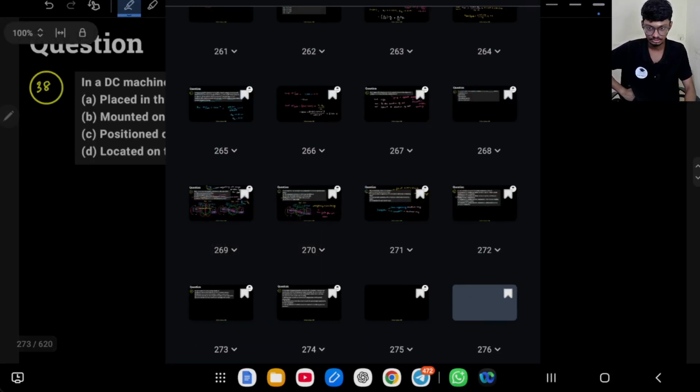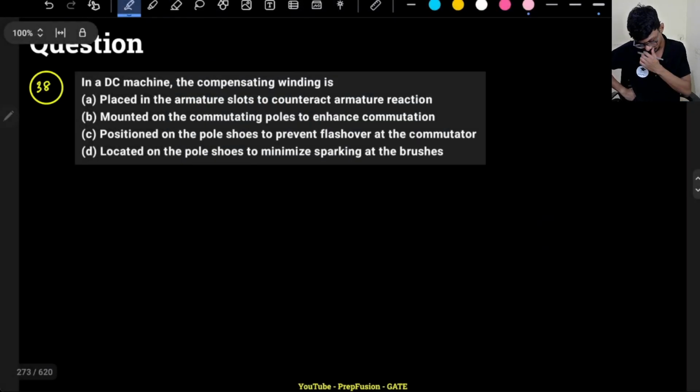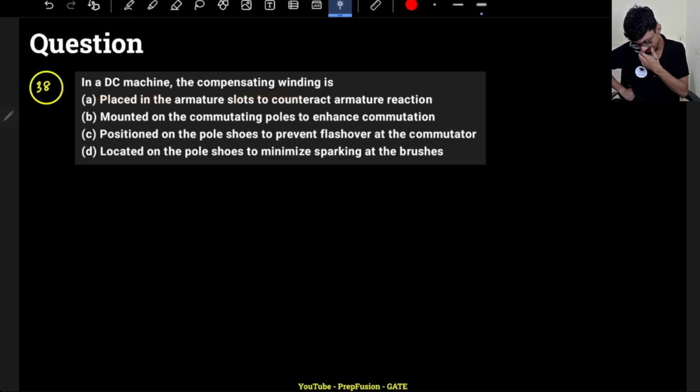These are all mostly theoretical questions. Let me move on to the next question. In DC machine, the compensating winding is placed in the armature slots to counteract. No, it is not placed in the armature slots. Mounted on the commutating poles to enhance. Positioned on the pole shoes to prevent flashover at the commutator. Located at the pole shoes to minimize sparking at the brushes. No, these are located at the pole shoes to minimize the sparking at the brushes. This is for the interpoles, right?